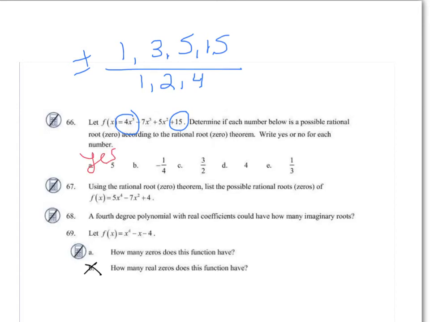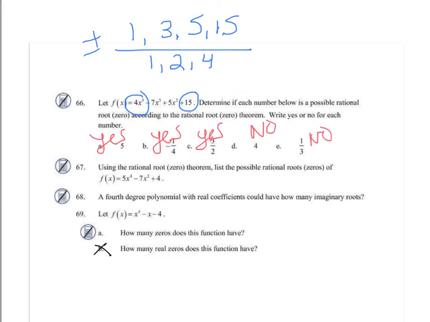Negative 1/4. Here's negative, all of these are plus or minus, so 1/4. B is a yes. For 3 over 2, we have that. That's a yes. 4 is a no, because there is no 4 option in my numerator. And then 1/3, that's also a no, because there's no 3 option in my denominator.